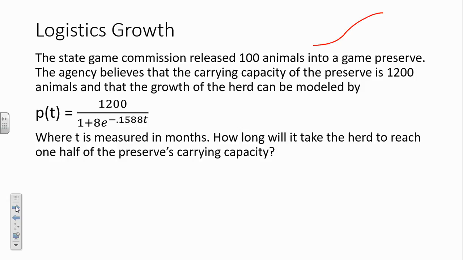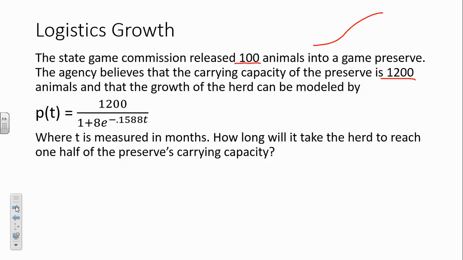So, state game released 100 animals into a game preserve. The agency believes the carrying capacity of the preserve is 1,200 animals, and that the growth of the herd can be modeled by the population at any time t is 1,200 divided by 1 plus 8 e to the negative 0.1588 t, where t is measured in months. How long will it take for the herd to reach half of the preserve's carrying capacity?